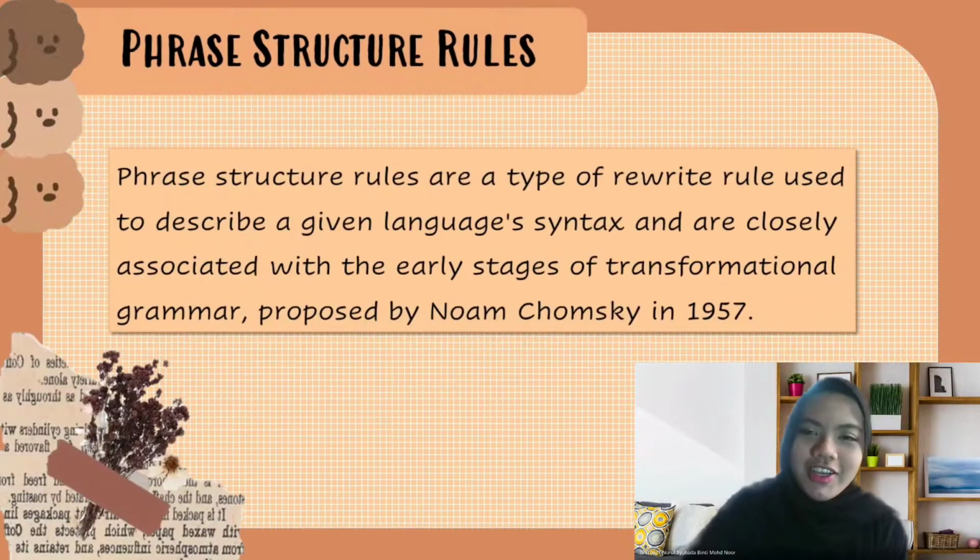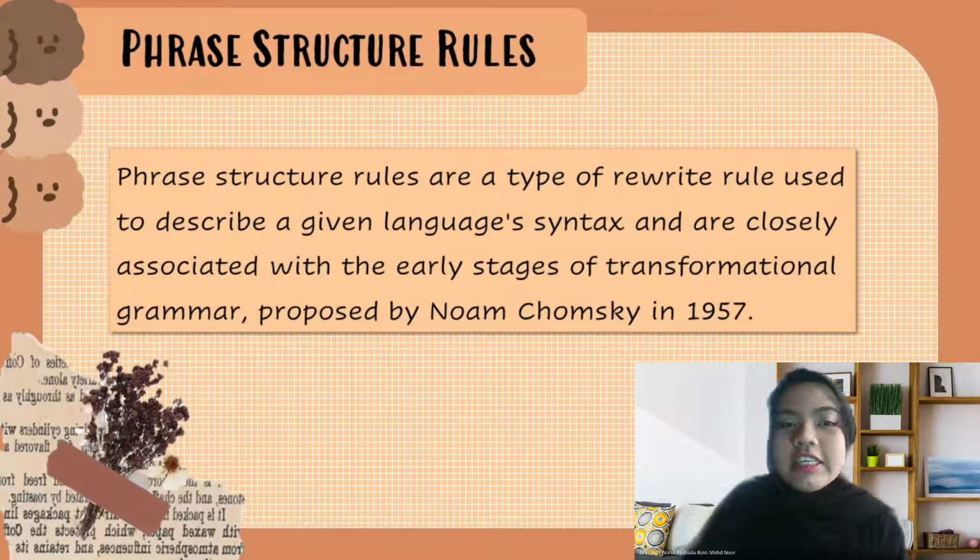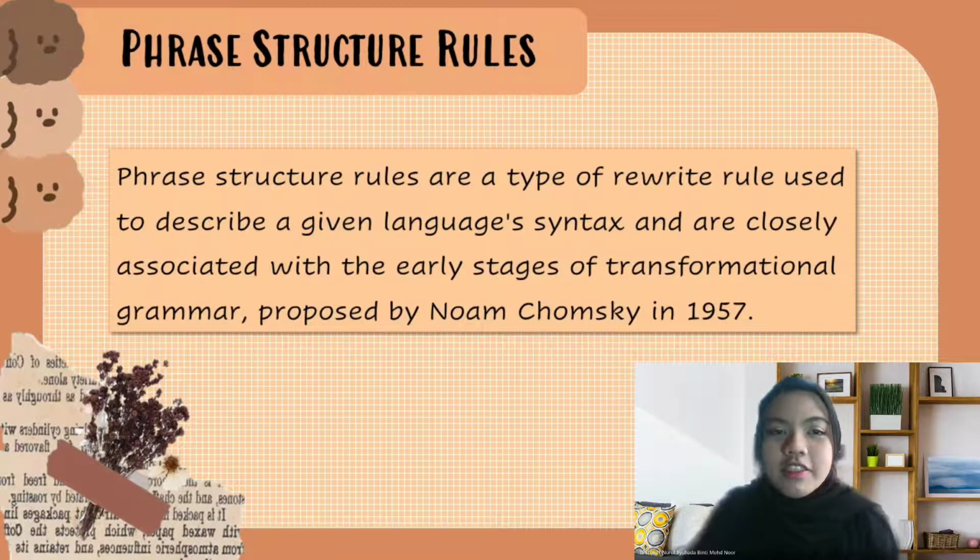Okay, let us move on to the phrase structure rules. Phrase structure rules are a type of rewrite rules used to describe a given language's syntax and are closely associated with the early stages of transformational grammar proposed by Noam Chomsky in 1957.